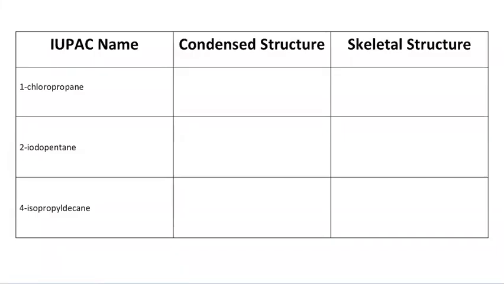Excellent. So, continuing on talking about how to name alkanes with one substituent, let's now at least review how to identify, or at least draw on paper, skeletal versus condensed structures if we are given the name for an alkane with one substituent.